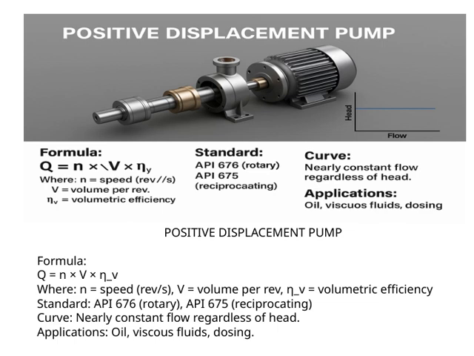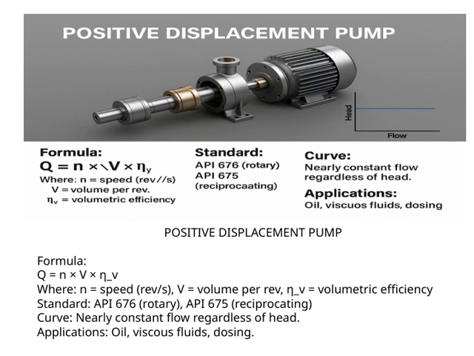It's important to note that there are standard classifications for these pumps. Rotary pumps follow the API 676 standard, while reciprocating pumps are covered under API 675. These standards help ensure quality and performance consistency. One of the defining features of positive displacement pumps is that they deliver nearly a constant flow, regardless of the head or pressure they are working against. This makes them ideal for applications where precise flow control is needed.